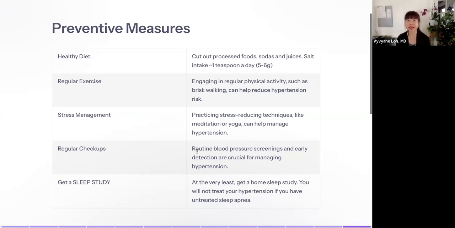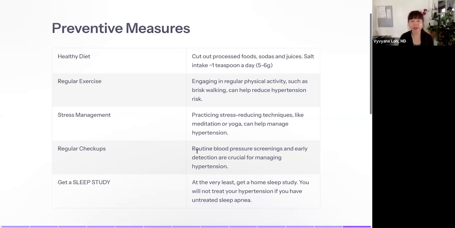What about stress management? Very important because when you are under stress, what happens is that your brain sends signals to your blood vessels, and also you secrete adrenaline, and this will constrict the blood vessels or narrow those blood vessels. And you know by now that is going to raise your blood pressure. So using stress reducing techniques such as meditation or yoga could be very helpful to manage your blood pressure.